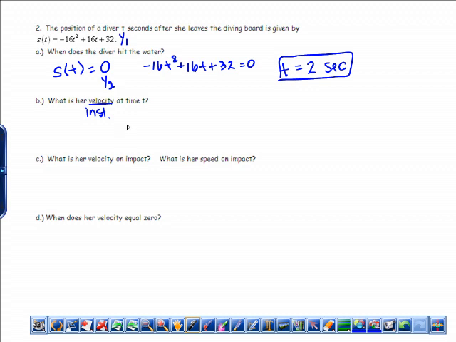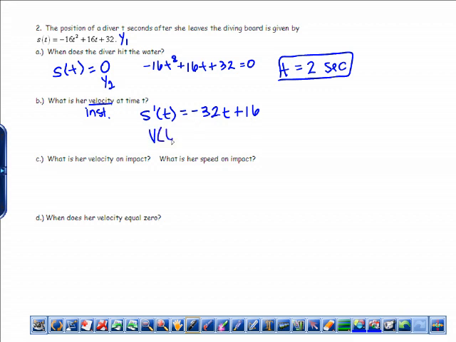And when you see instantaneous velocity, you need to find the derivative of your position function. So this is where we're going to use the power rule. 2 times negative 16, that's negative 32. The power on t, we subtract 1. Okay, now moving over here, the derivative of 16t is just plus 16, and the derivative of 32 is 0. So this is a really nice use of the power rule on an actual application problem.